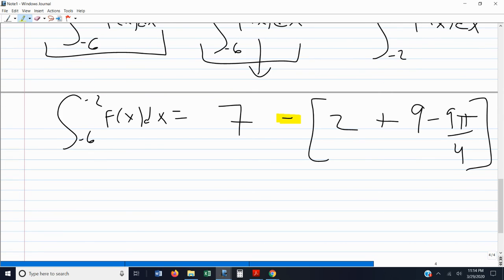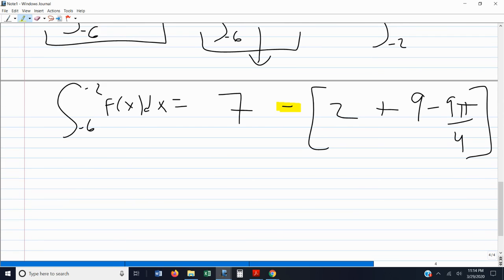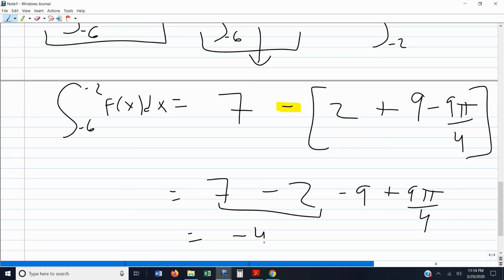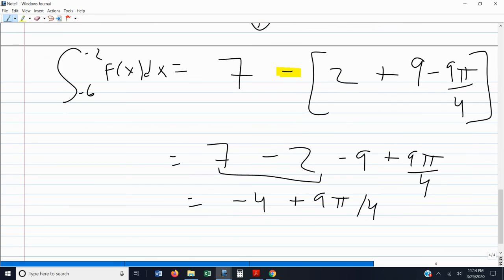Remember that you are allowed to stop now. You don't have to simplify at all if you don't want to. So you can be completely done with the problem now. If you wanted to simplify, you would distribute the minus sign. And that would be 5 minus 9, which is -4, plus 9 pi over 4. And if you wanted to simplify, that would be your final answer.